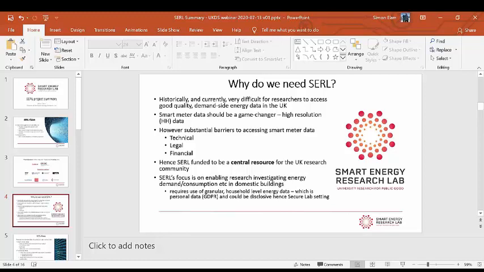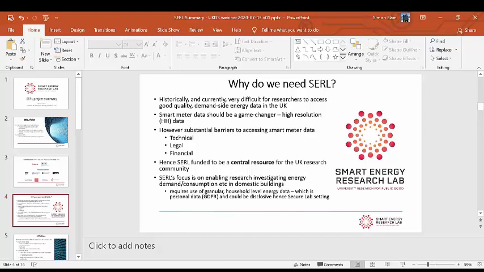buildings, people's houses. So we recognise that smart meter data could be, or should be, a game changer because it provides access to this high resolution, i.e. half hourly, energy data, and that's simply not been available to us as researchers in the past, or extremely difficult to get hold of those data sets. However, there are still some substantial barriers to accessing smart meter data. The technical environment is quite difficult to build. There's a lot of legal hoops that you need to jump through, and basically it costs quite a lot of money as well.